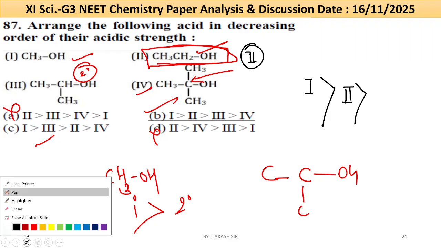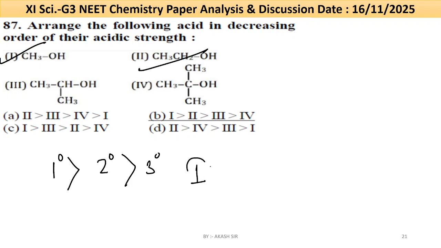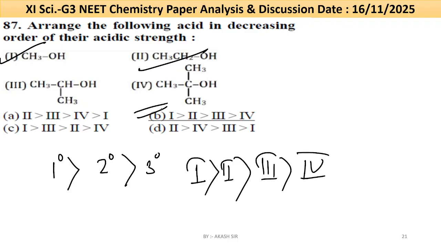Let me explain in detail here. Primary alcohols are more stable than secondary alcohols, than 3 degree alcohols. Here 1 and 2 are the primary alcohols, so the order becomes 1 is greater than 2. Now secondary alcohols here are option 3 and option 4. So the correct answer is option B.